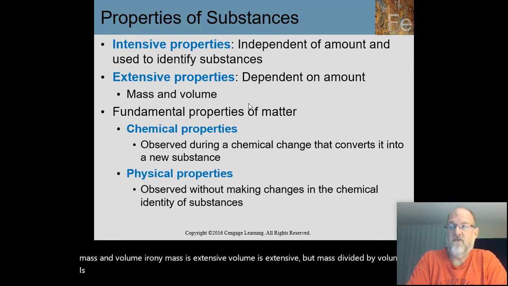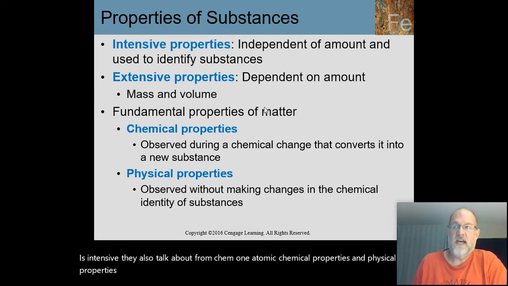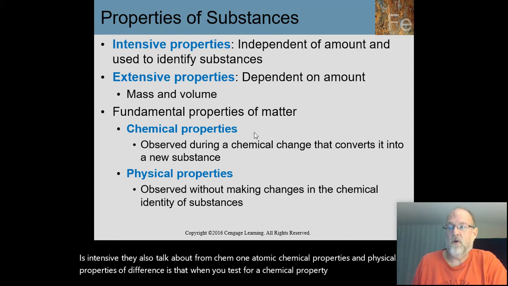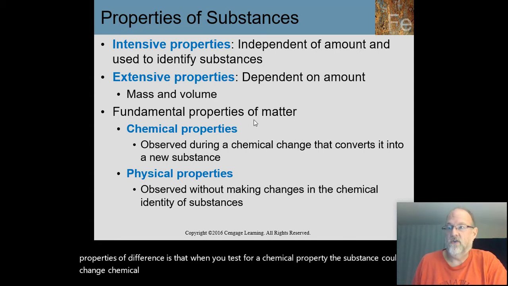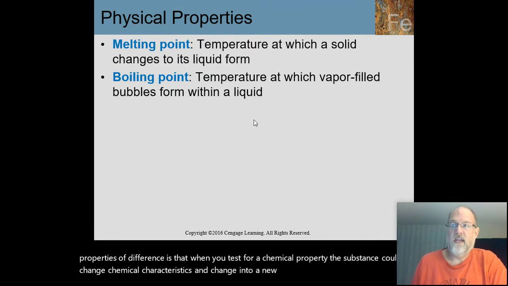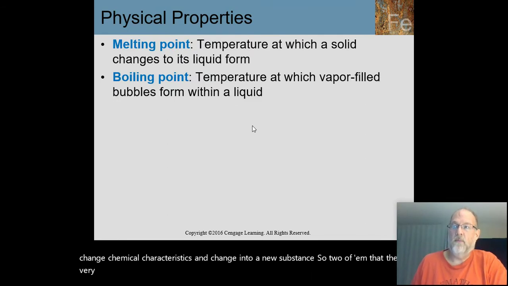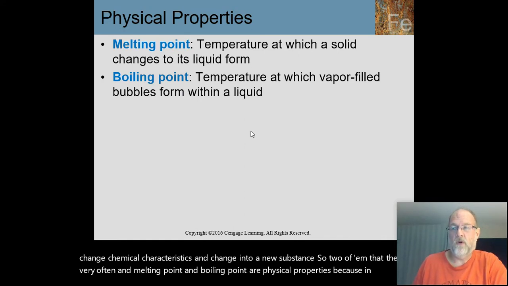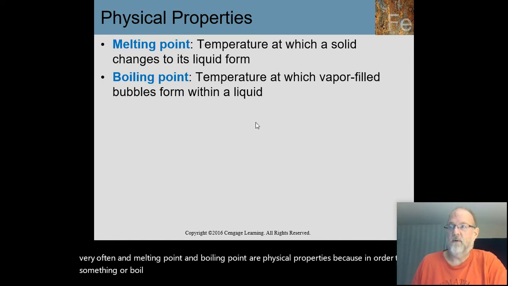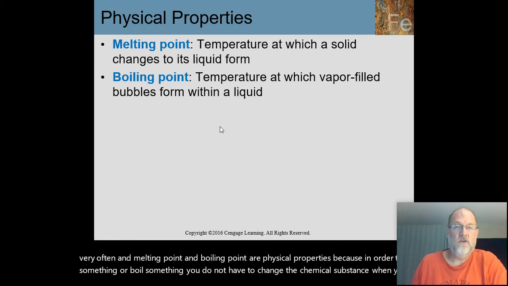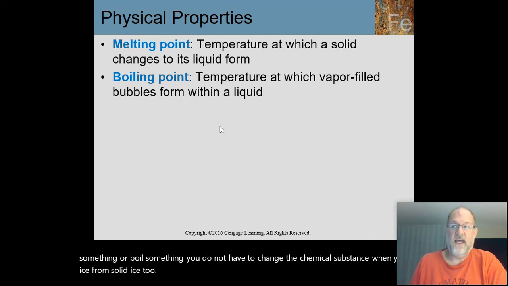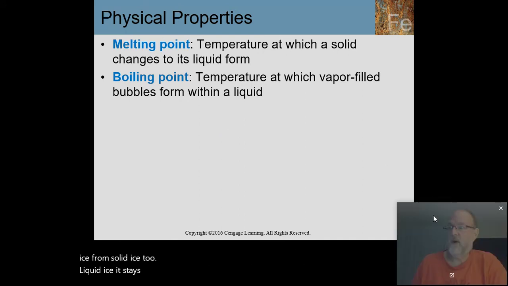They also talk about, from Chem 1, chemical properties and physical properties. The difference is that when you test for a chemical property, the substance could change chemical characteristics and change into a new substance. So 2 of them that they use very often, melting point and boiling point, are physical properties, because in order to melt something or boil something, you do not have to change the chemical substance. When you melt ice from solid ice to liquid, it stays as H2O.